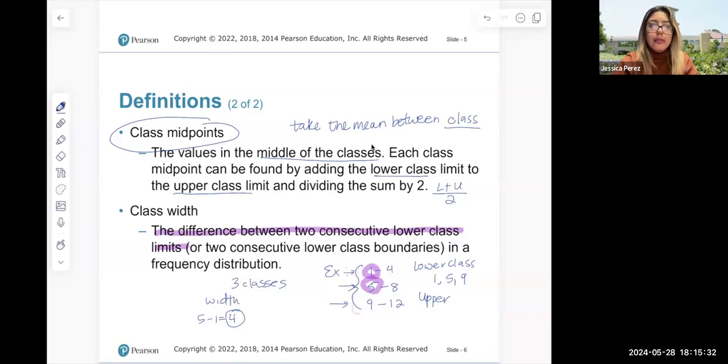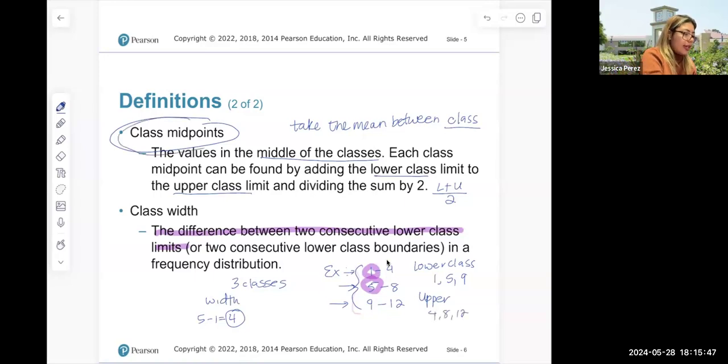What would be my upper class? So 1, 5, 9, those are my lower. Thank you, Natalia. Thank you, Joel. Thank you, Luis. The upper would be 4, 8, and 12, exactly. Now, those are my upper: 4, 8, and 12.